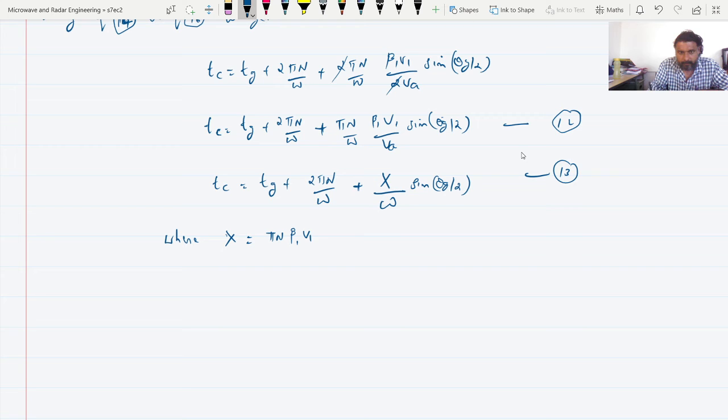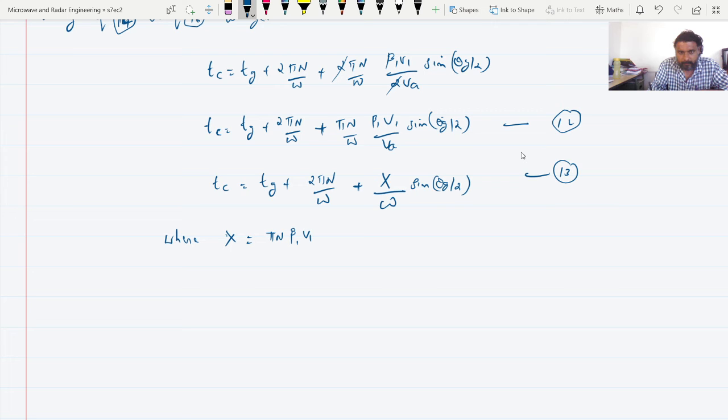The stylus is not working properly. This is called the bunching parameter of the Reflex Klystron.